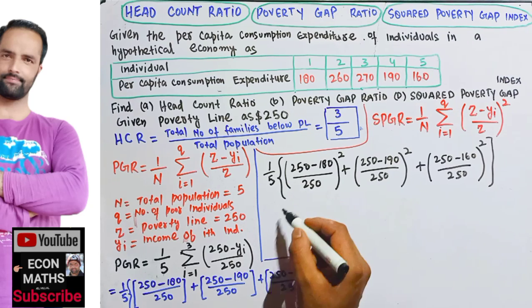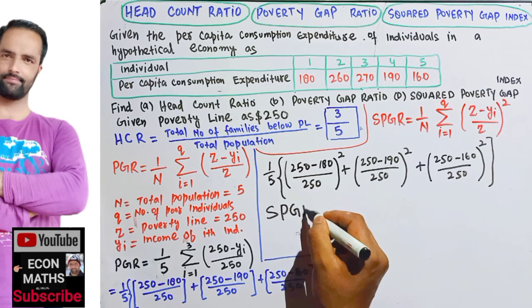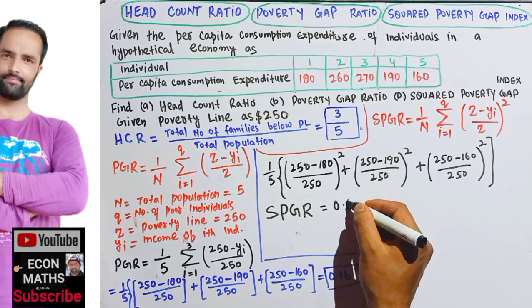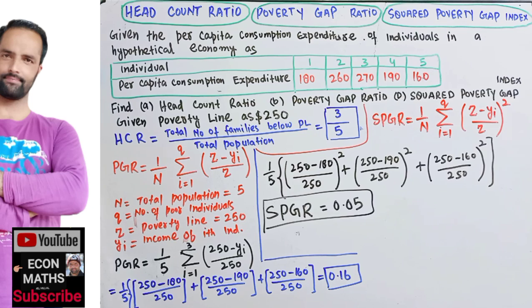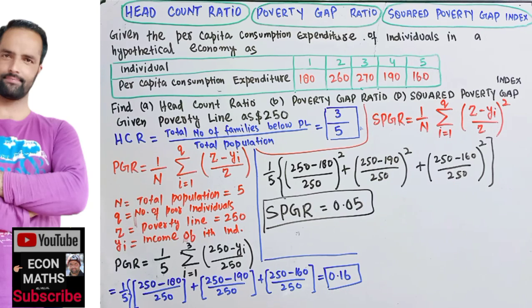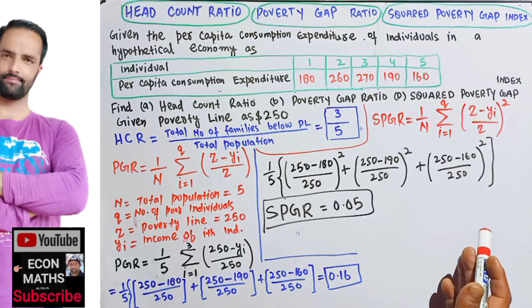When you solve this, we will get the squared poverty gap ratio. It will come out to be 0.05. So please see the calculation, whether I have done it correctly or not, but I have calculated it here. Now what is the difference, and what does the squared poverty gap ratio actually say? This shows us the severity of poverty. By severity, it gives us an indication of inequality among the population living below the poverty line.